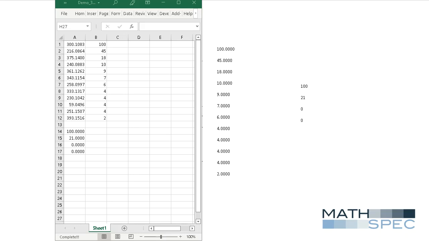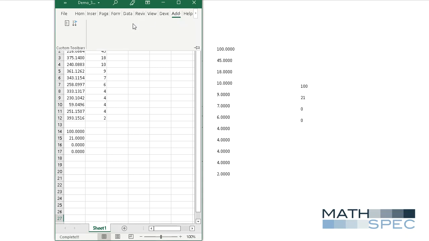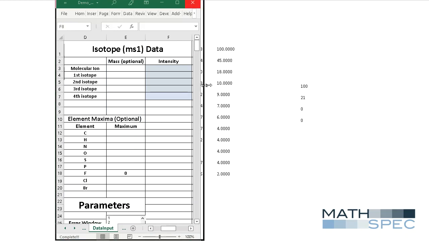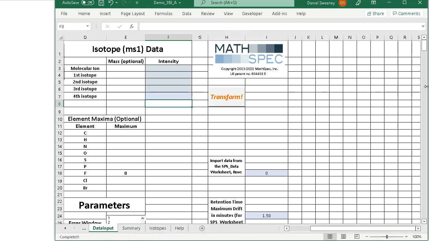I've opened up a new Excel workbook, and in sheet 1 I've imported the mass spectral data. To generate the modular structures, I'm going to click on add-ins, and then the icon on the right. If I click on that, it will open up worksheets that I need to do the partitioning process. I'm going to expand this. It opens up on the data input worksheet.